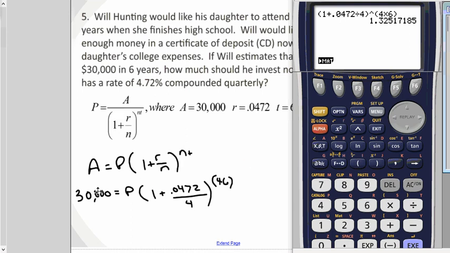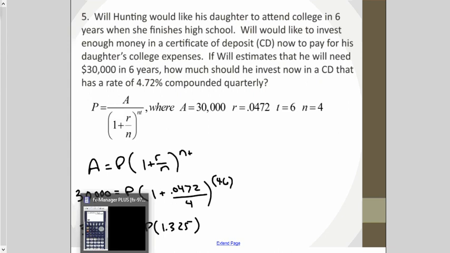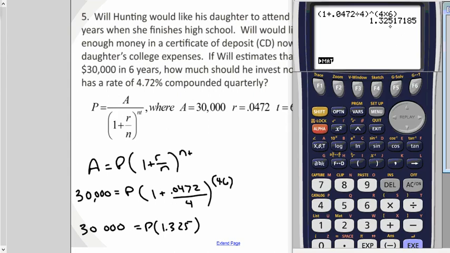1.325. Sometimes people will just write that down. They'll say, oh, so maybe this is just 30,000 equals P times 1.325, right? No, it's not. You're going to get a different number. If I divide both of these by 1.325, I'm going to get something not right. Let me get the rest of this written down.